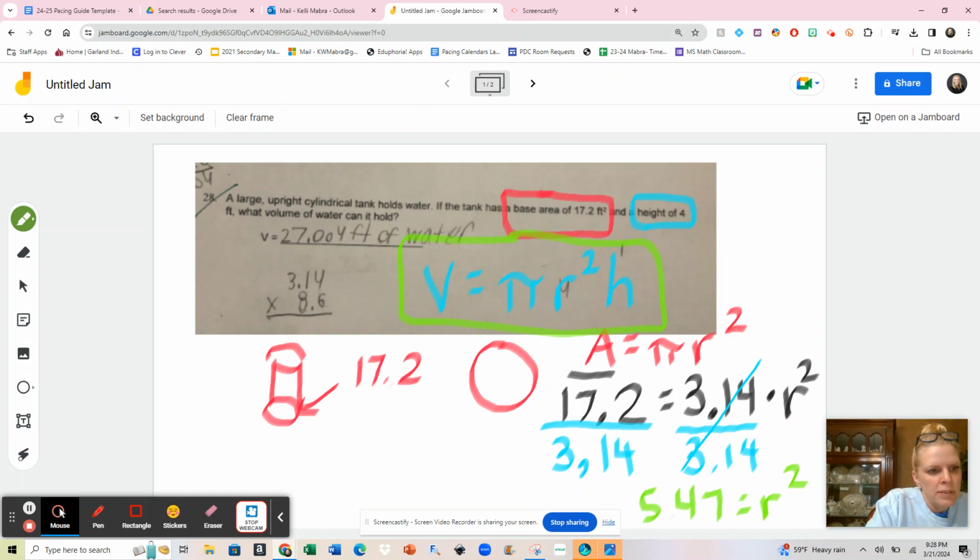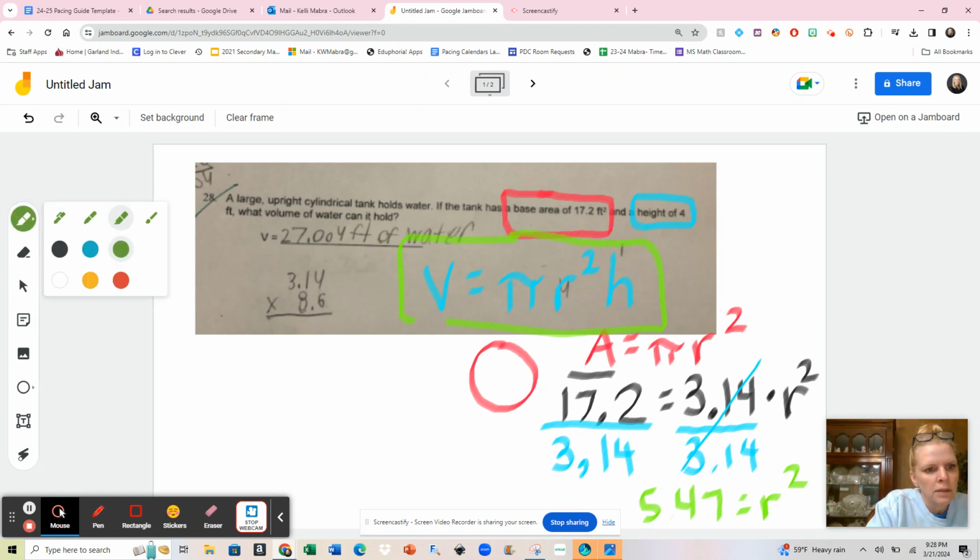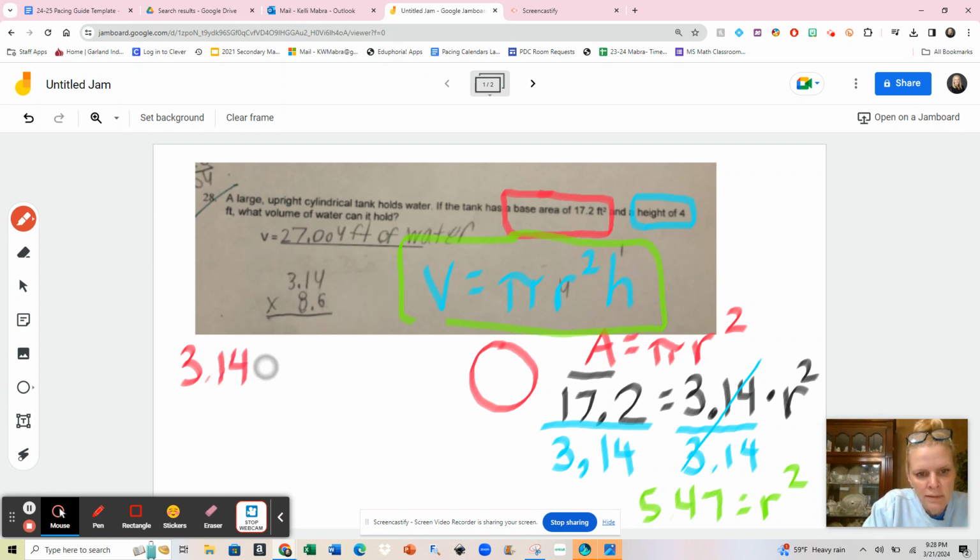So let me clear this off a little bit. Let's go with red. We're going to fill in the formula. We know that 3.14 times 5.47 times the height of, I don't know why it's not letting me draw decimals, it's being finicky. Okay, times 4.